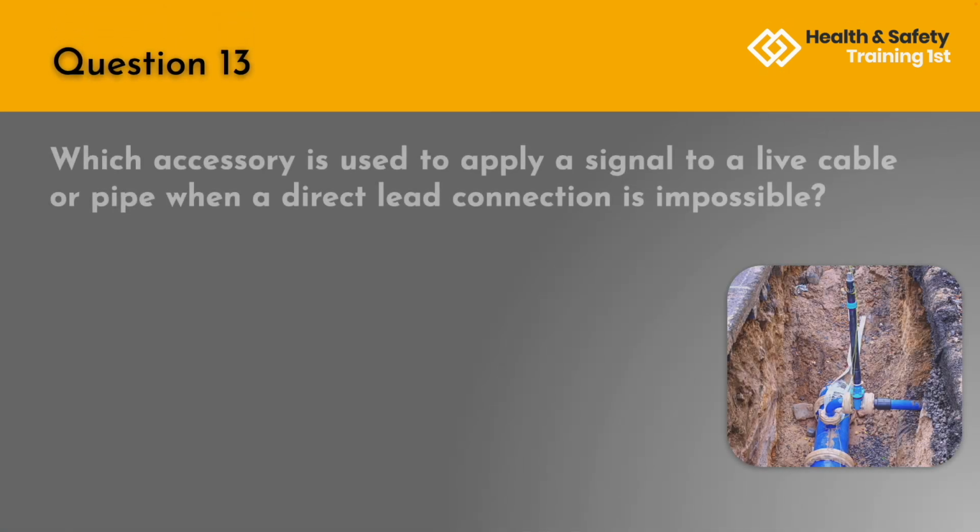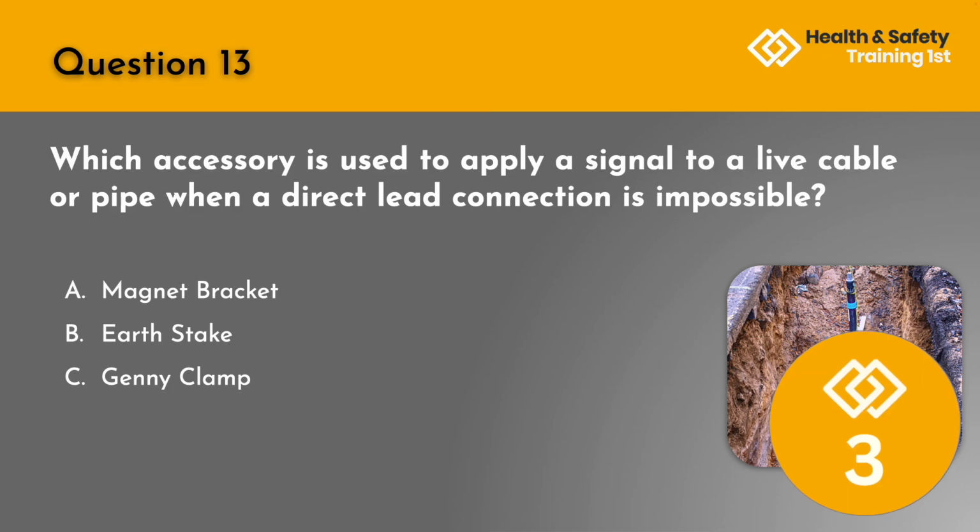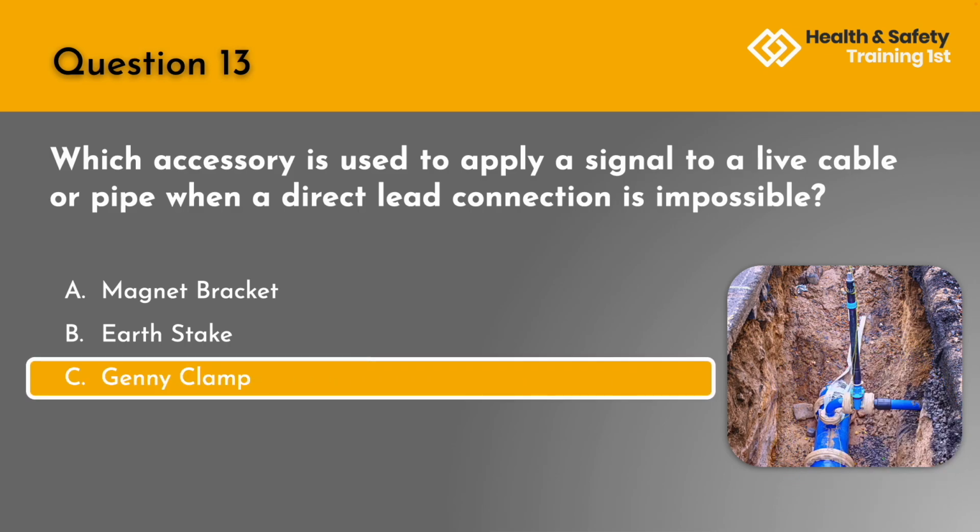Question 13. Which accessory is used to apply a signal to a live cable or pipe when a direct lead connection is impossible? A. A magnetic bracket. B. Earth stake. Or C. Genny clamp. The correct answer is C, Genny clamp.